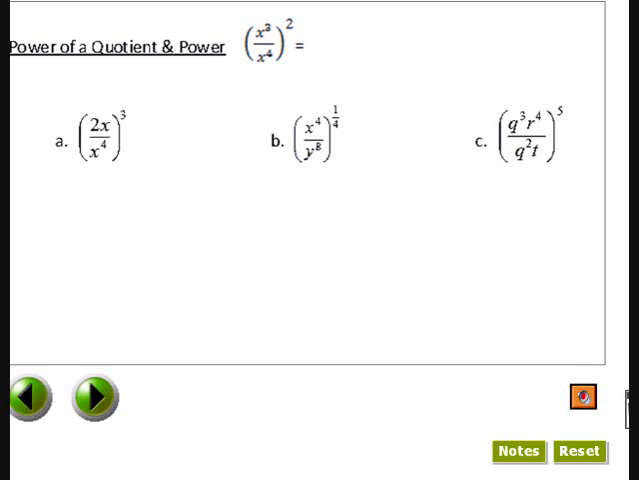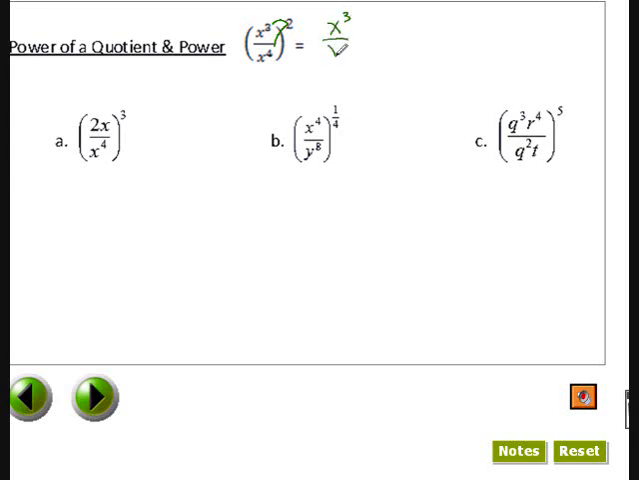So power of a quotient and power. Okay, so now we've got a mixture of all these different things that we've been talking about. We've got a quotient, and they are powers, and they are raised to a power. So again, this distributes in here and there. Let's go ahead and write it out longhand first.